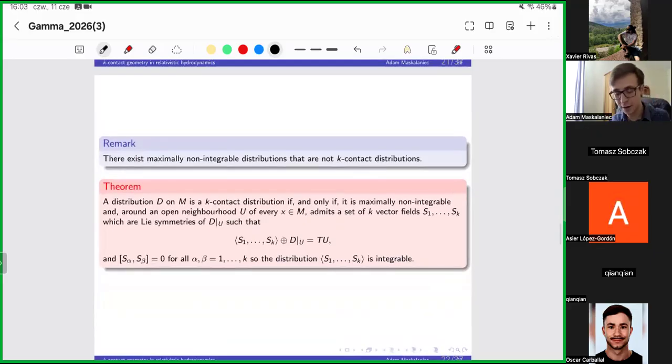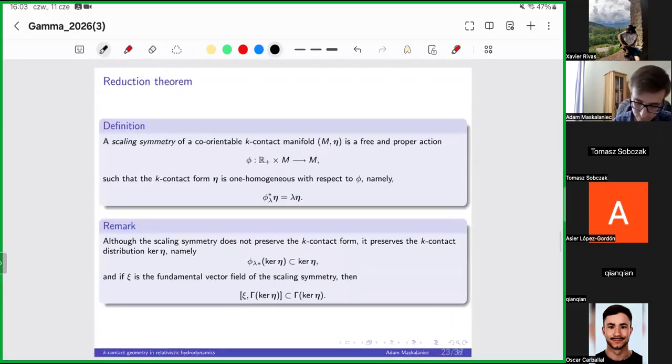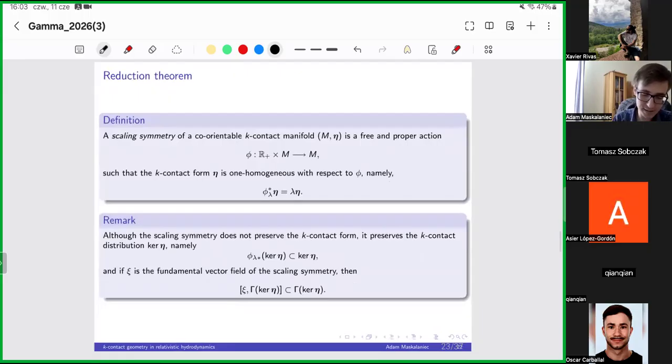Okay, and it turns out that every distribution D on M is a k-contact distribution if and only if it is maximally non-integrable, and around every point x there is an open neighborhood U, such that we have this system of k non-vanishing Lie symmetries that commute with each other. So this gives a very clear strategy for the proof of this reduction theorem for scaling symmetries.